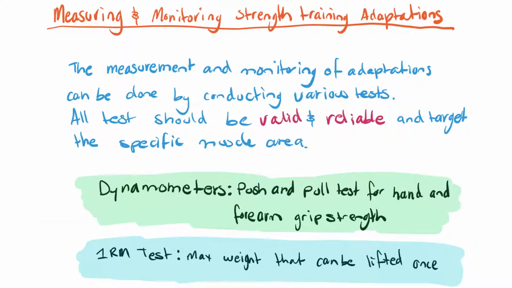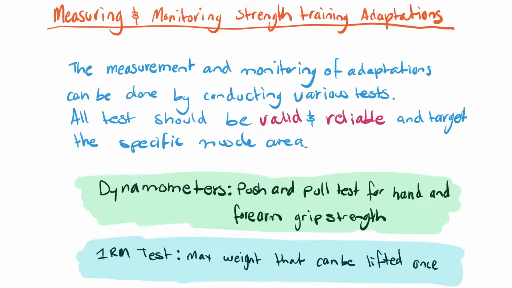So when we look at the actual measurement of it and how do we monitor it, measuring and monitoring of adaptations can be done by conducting various tests. And so obviously pre and post tests are going to be the best indicator. And so, if you do a test prior to starting a 6-week training block in the gym, and then you might do one midway through and one at the end, you're able to measure your improvements and your adaptations as you go.